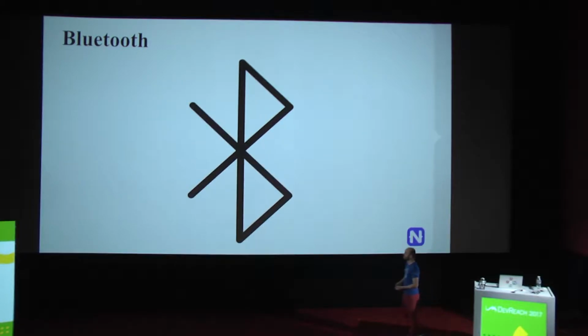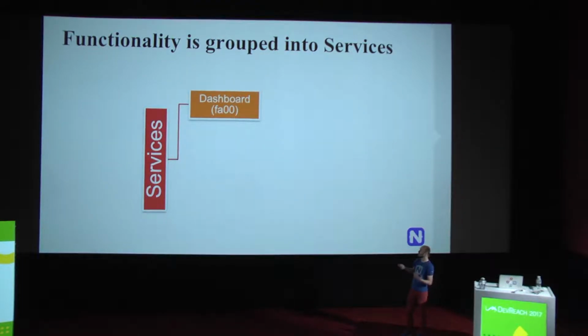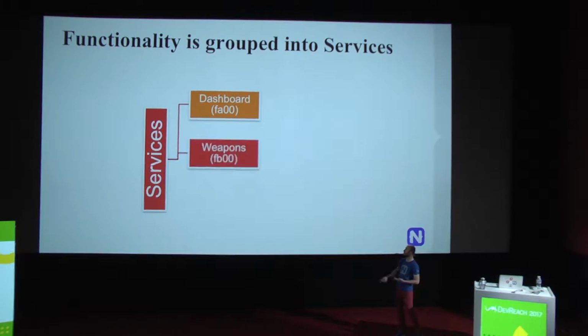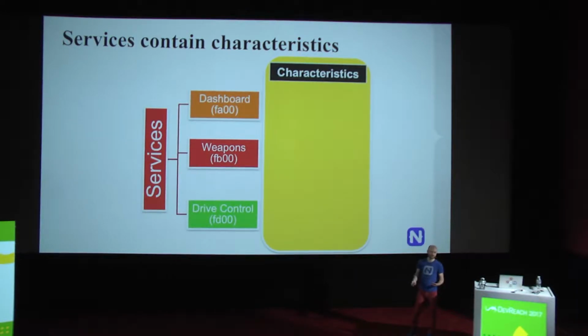So one of the things we can use is Bluetooth. And the way Bluetooth works is actually quite simple. Whenever you have a robot, you have functionality that is divided into a bunch of services, right? So you have a service for, let's say if it's a tank, a dashboard, a weapons service, and a drive control service. And then for each service, you have a bunch of characteristics. Characteristics are more specific around what we're supposed to do with it.